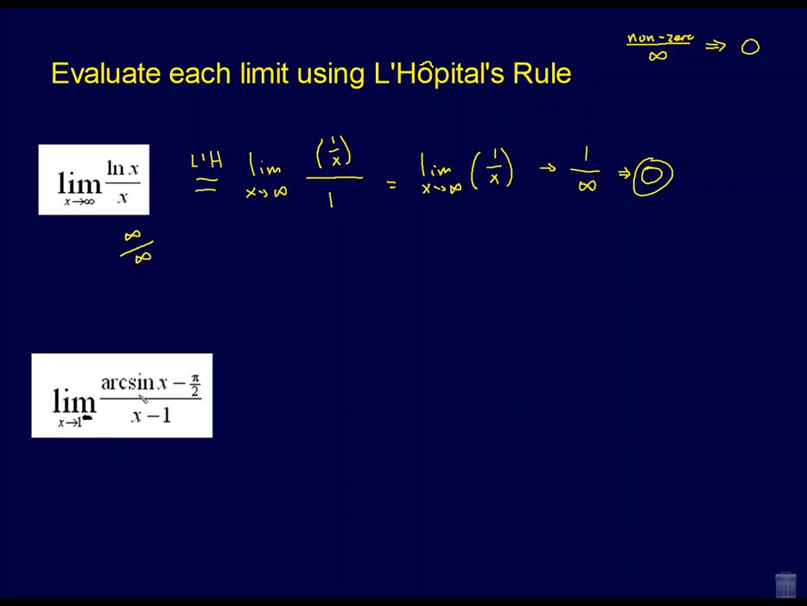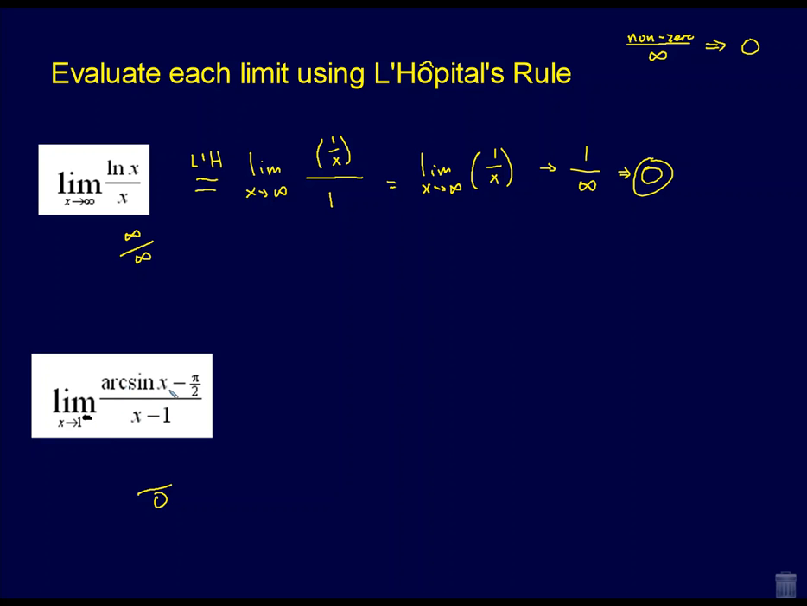Okay. So this last one, though, it's a really good one. I've got an arc function here. Inverse. This is like the limit of inverse sine of x minus pi over 2, over x minus 1, as x is approaching 1, but only from the left. Okay, let's first make sure this is indeterminate. Obviously, on the bottom, 1 minus 1 is 0.